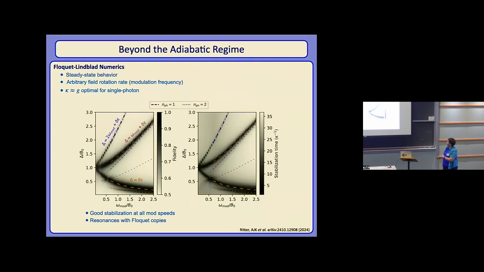These faint dotted lines that you can see here are the 2-photon resonance that I showed on the previous slide. In this case, kappa is chosen optimal for the single photon resonance, and so the 2-photon resonance is kind of wimpy. And on this side is the stabilization time corresponding to these rates, and you can see that really on the resonance, you're getting to a speed that is basically photon lifetime limited.